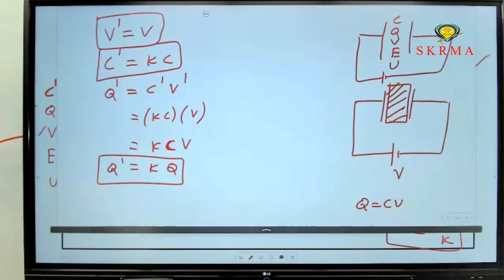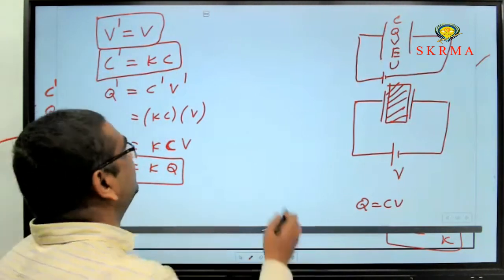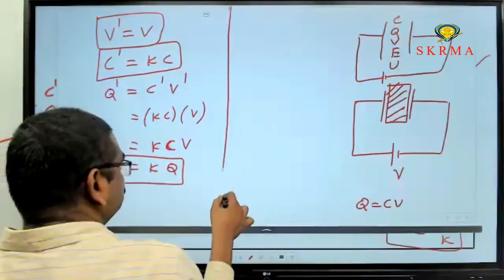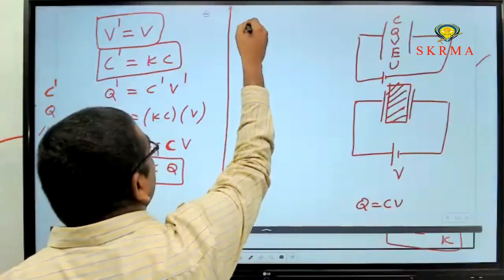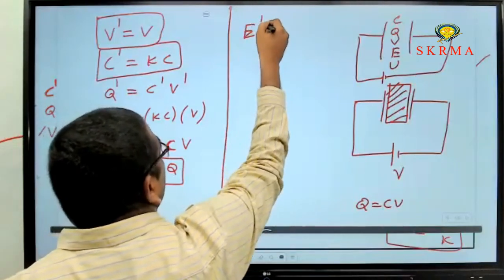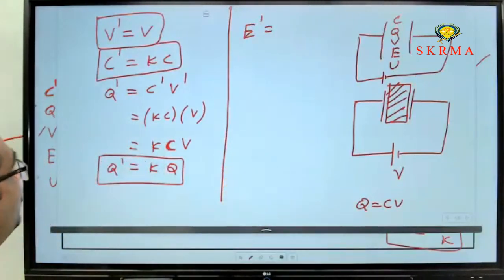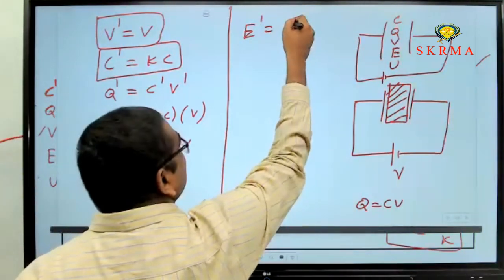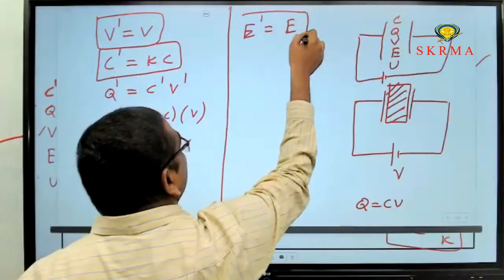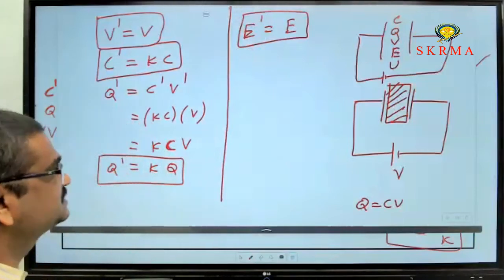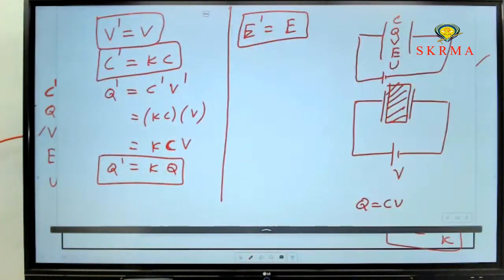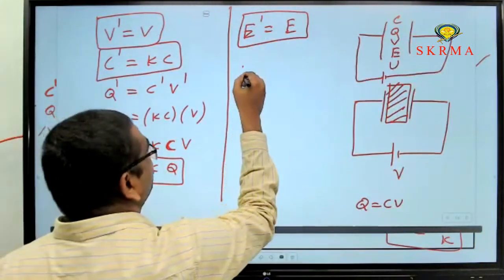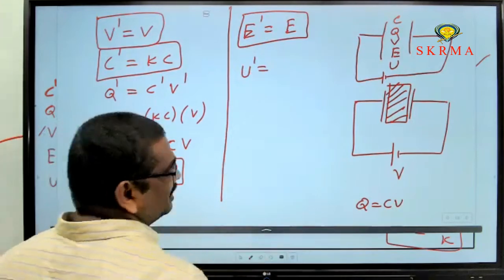Next one. What is the other quantity we need to calculate? Electric field. Now calculate new electric field. So E dash is how much? Potential is constant, na? So electric field also constant. E dash equal to E only. E dash equal to E. Next, fifth one, what we need to calculate? Energy stored, U dash.